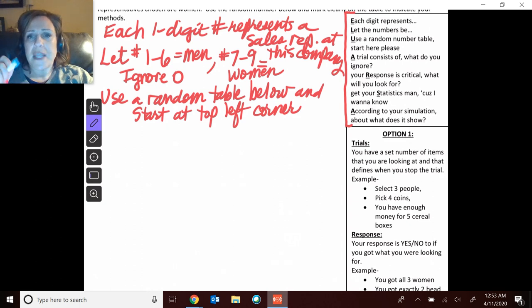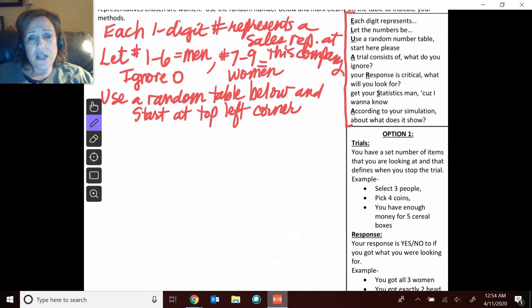Okay, here's the next one. A trial consists of, what do you ignore? When we perform a simulation, we do multiple simulations. If you have a computer-generated simulation, there will be thousands upon thousands of simulations. A lot of times they run that because, according to the law of large numbers, the more simulations you run, the closer the experimental result will be to the true probability.